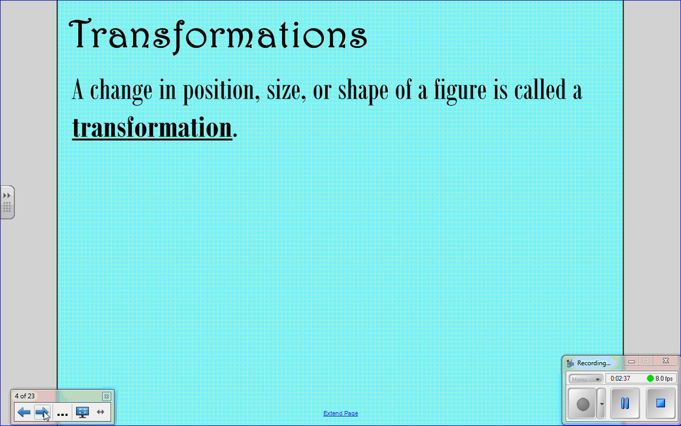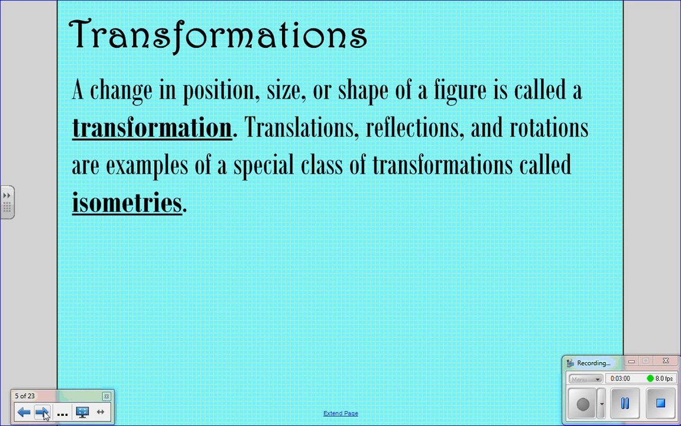So there are a lot of different transformations that you can do. You can change the position, you can change the size, or the shape. Or you can do more than one of those. But a transformation is always going to change either position, size, or shape. Or it could change the position and the shape, or the size and the shape. But it's going to have to do at least one of those.